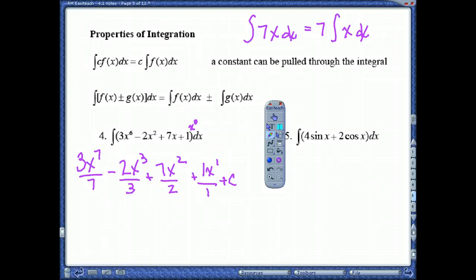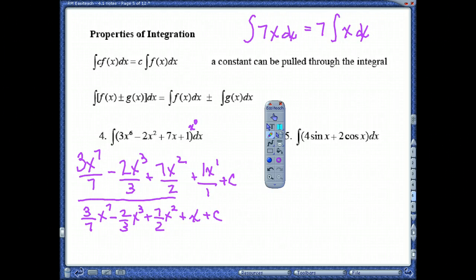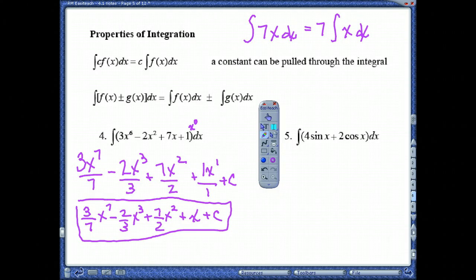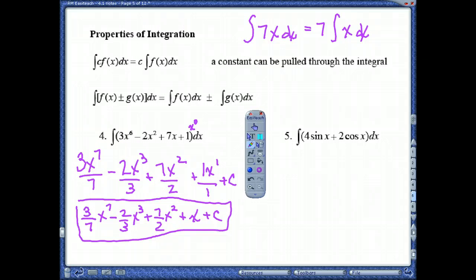And of course, there's nothing here that I can simplify. Remember that 3x to the 7th over 7 is just 3/7 x to the 7th. I don't want you to get hung up about the notation or get confused and think, oh my gosh, that's a product and a quotient rule, because it's not. Okay. So there's our final answer. Now that one was nice because it was all nice and pretty. Okay, we're going to save number 5 for just a moment.